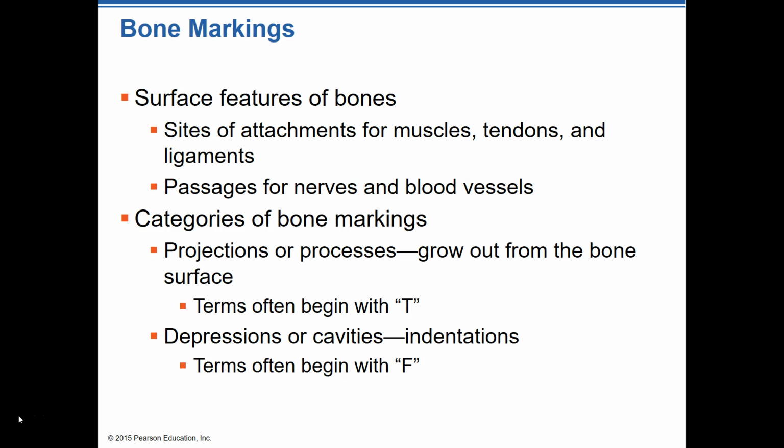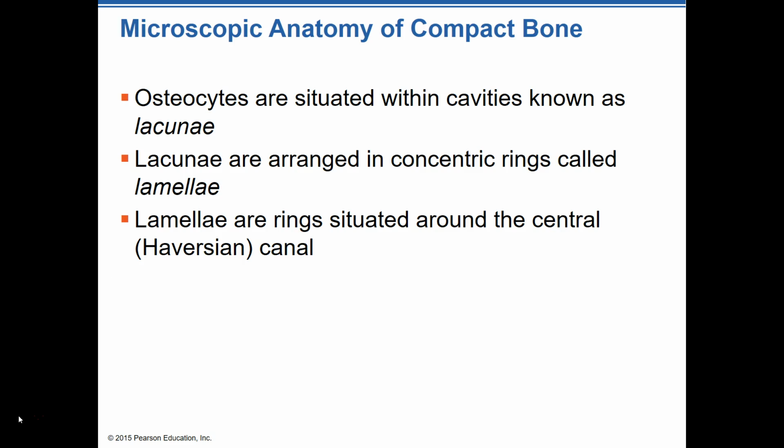If it's a depression or a cavity, it's usually going to begin with an F. Just one right off the top of my head: some of them are called fissures, which are a depression. It's like a groove in the bone where maybe a nerve or a blood vessel runs along the surface of that bone, and it runs in a fissure to kind of protect it. That's why it starts with an F, because it's a fissure.